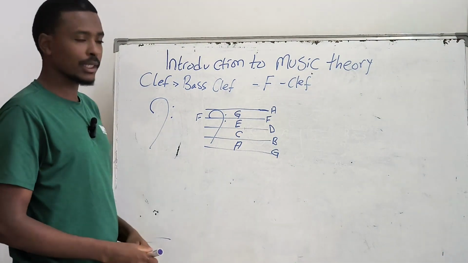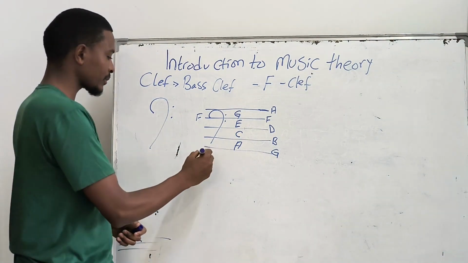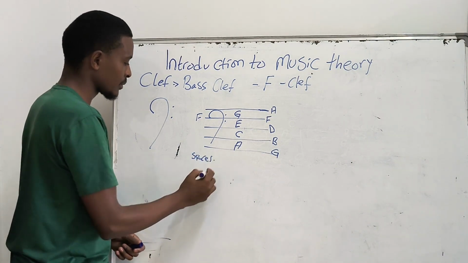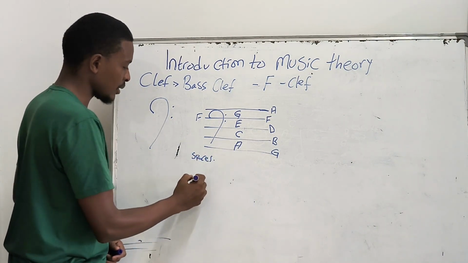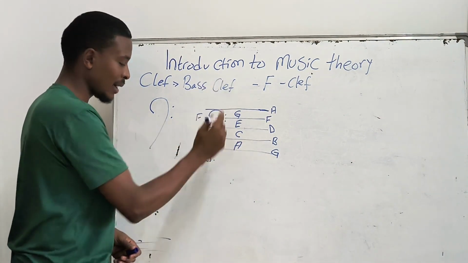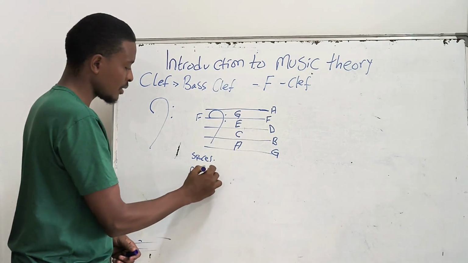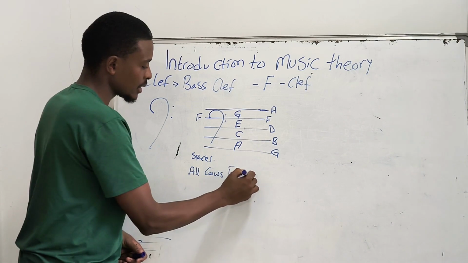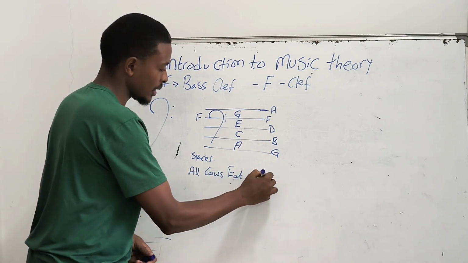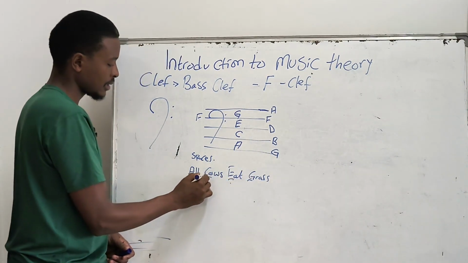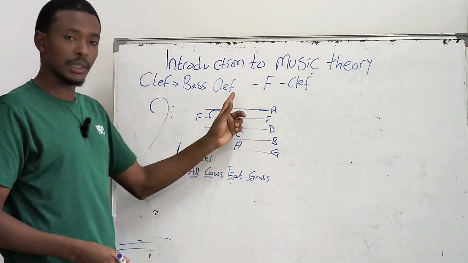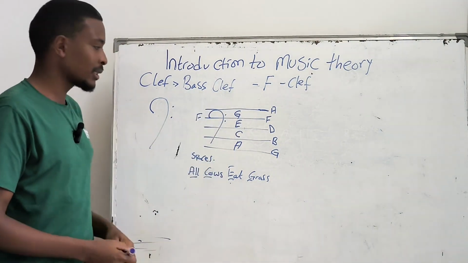And here, we also create an acrostic sentence for the spaces. Remember we are going to start from down up. You can say: all cows eat grass. Those are our important letter names, which are supposed to name the spaces in the bass clef.